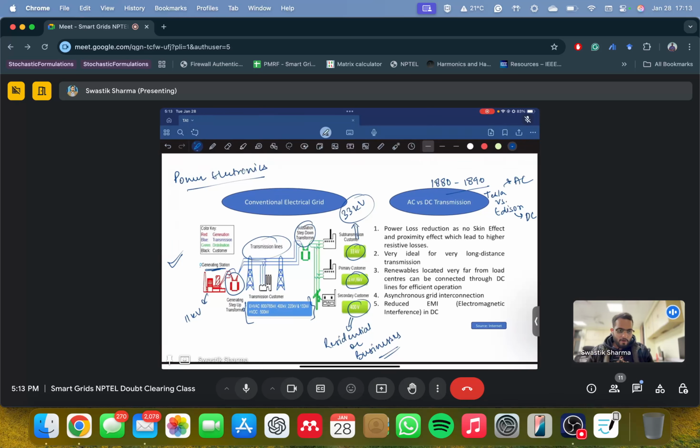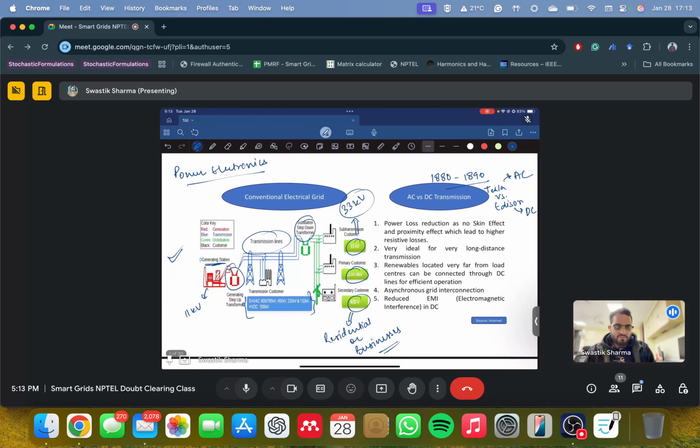So now DC is being favored because we know that DC has certain advantages over AC which AC cannot cover. What are these advantages? AC suffers from power losses, due to both I squared R loss plus losses due to inductances and capacitances, which I'll call reactance. Both of them add to it, and one more thing adds to it: skin effect.